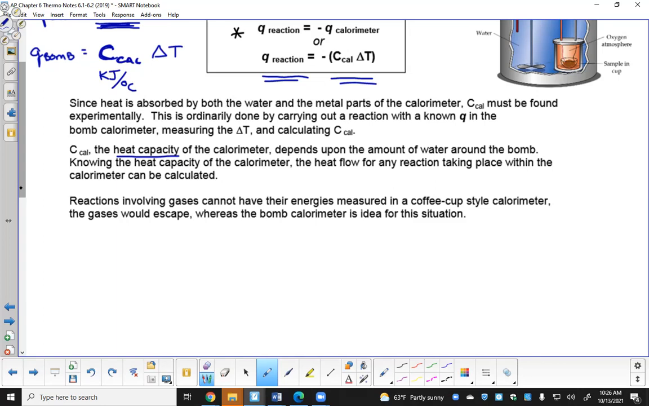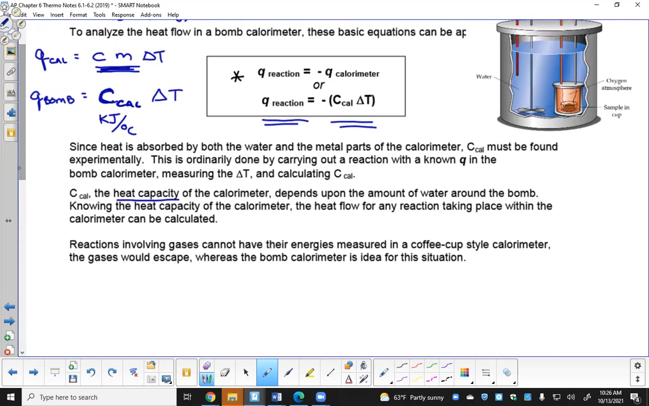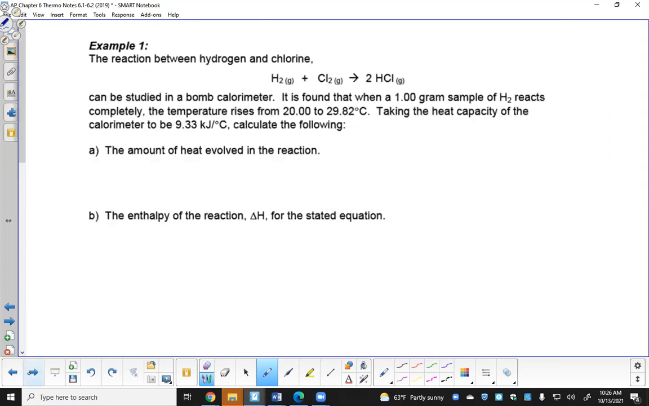They always have to standardize the heat capacity of a calorimeter before it can be put into use. So what they do is they take a reaction of known energy and they calibrate the machine and they figure out what the Ccal is for the bomb calorimeter, and then they use it over and over and over again. Reactions involving gases cannot have their energies measured in a coffee cup style calorimeter. Gases would escape, whereas in a bomb calorimeter, you can keep everything contained and it would be ideal for that situation. So let's look at how it works with the math, and it's a lot easier to see what's going on. The first part of this problem, A, is just the bomb calorimeter stuff. And the second part is how we're gonna get enthalpy involved in this whole process.